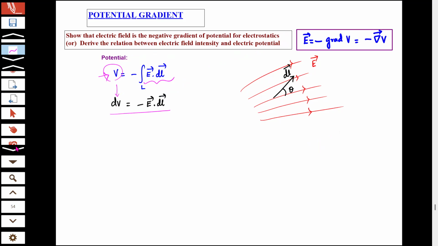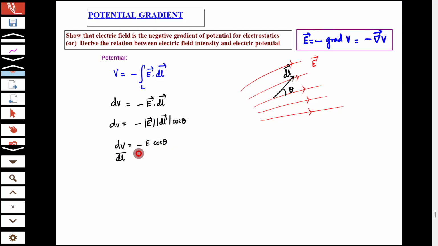minus E dot dl. Now we are going to take this dot product between E and dl and write this in terms of the angle between the two vectors. If I consider E vector and dl vector are at an angle of theta between the two, then this dot product can be written in terms of cosine of that angle theta. So we can represent this E dot dl as magnitude of E multiplied with dl multiplied with cos of the angle between the two. Now from this we can rearrange the terms and arrive at the expression for negative potential gradient. So dV by dl can be written as minus E cos theta.